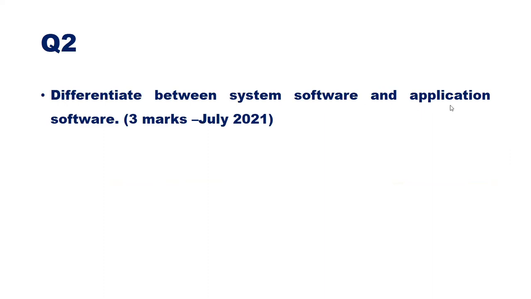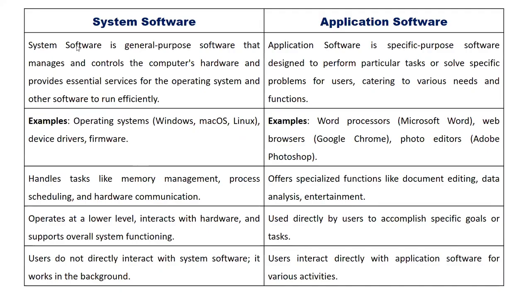Differentiate between system software and application software. System software is general-purpose software that manages and controls the computer's hardware and provides essential services for the operating system and other software to run efficiently. Application software is specific-purpose software designed to perform particular tasks or solve specific problems for users, catering to various needs and functions.